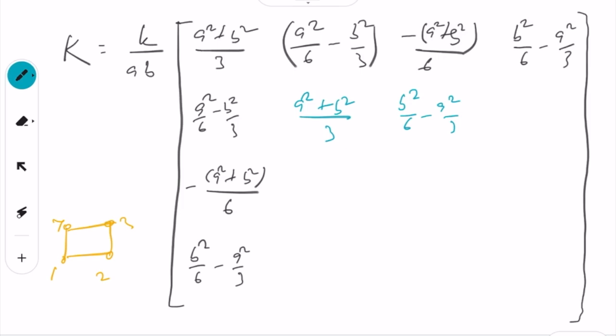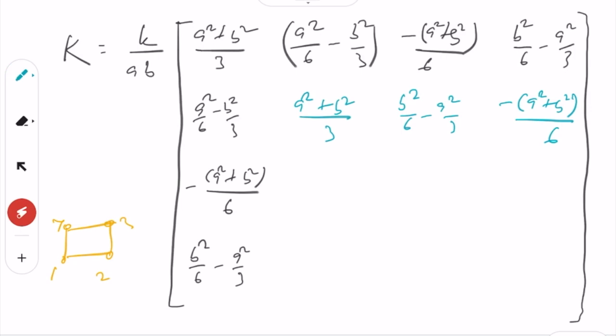And then 2 3 is done, then 2 4. So 2 1 will be equal to this, 2 2 equal to this one, 2 3 is equal to 1 4 only, 2 4 will be equal to 1 3 only. Yeah, so 2 4 will be equal to 1 3. So this value will go here. Simply we can have minus (a square plus b square) over 6.